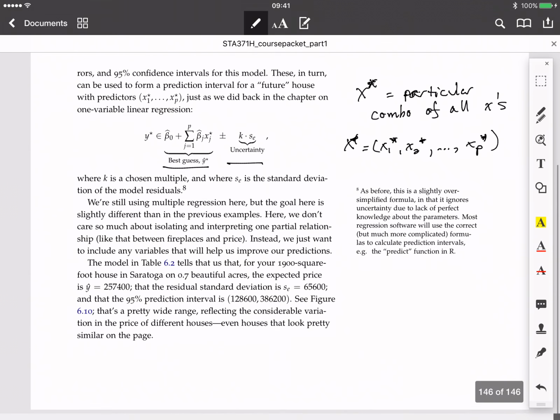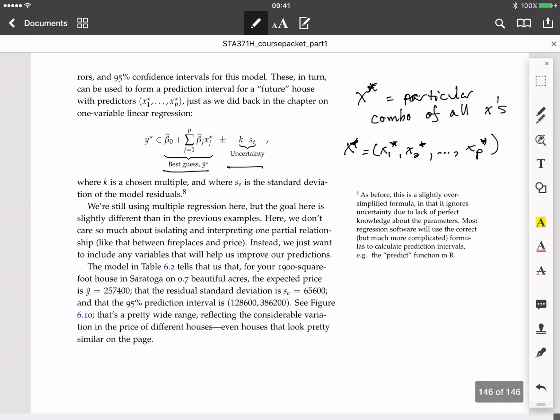Okay, so we've covered a lot in this chapter, but that should give you a good feeling for how you use multiple regression to answer interesting real-world questions.